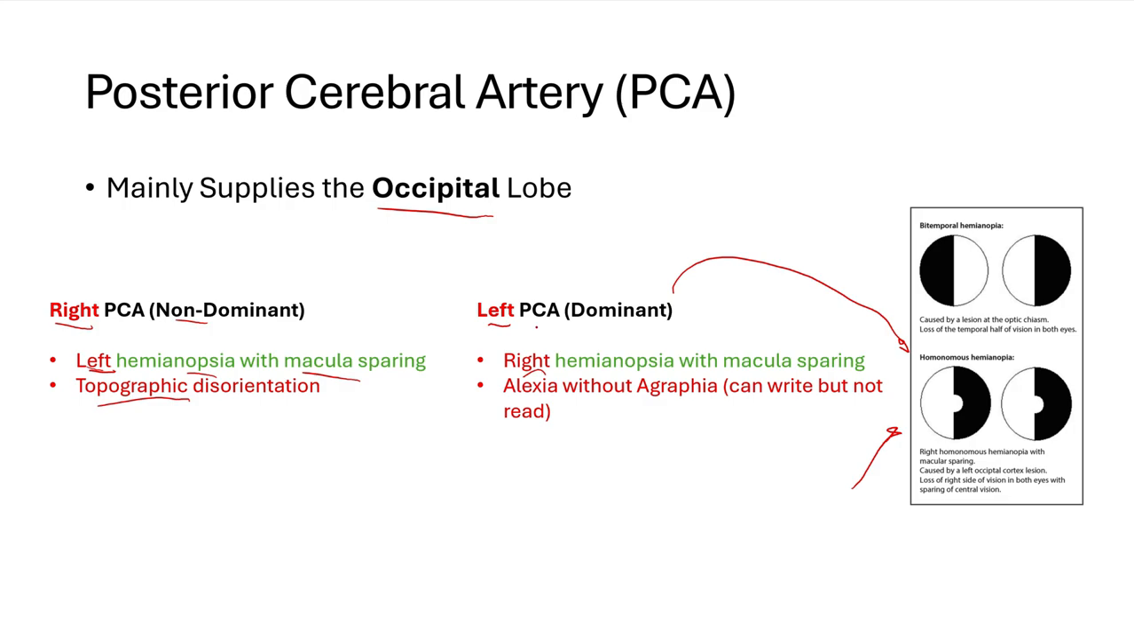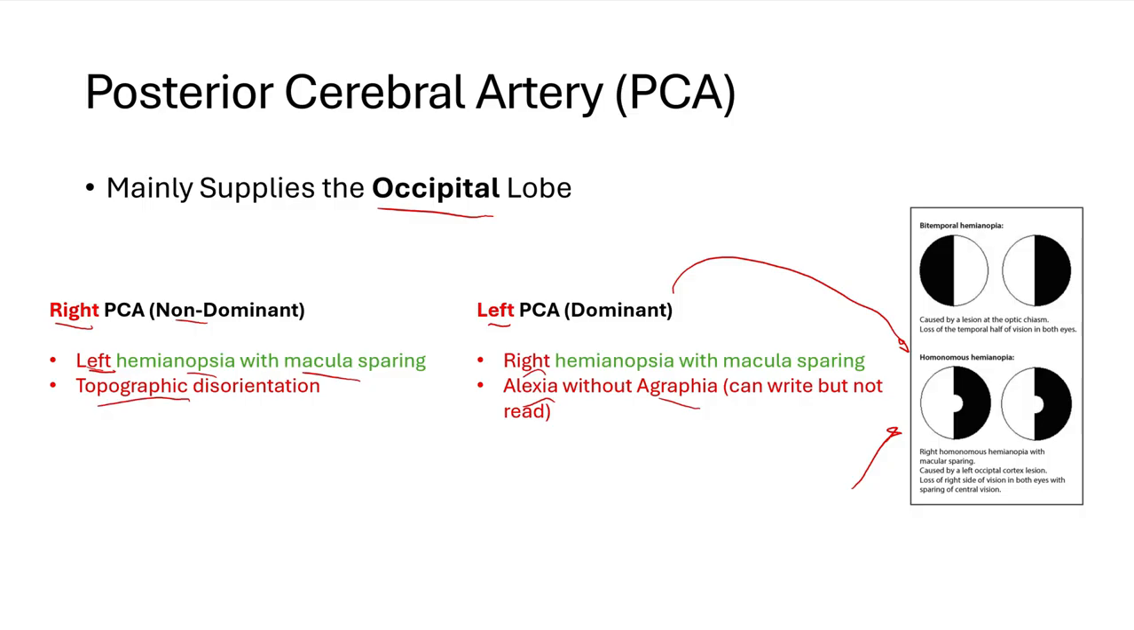In the dominant side, or the left PCA, you have something known as alexia with agraphia. Alexia with agraphia is the inability to read while the ability to write remains intact. This is also known as pure alexia or pure word blindness. Now, the lesion must be in the dominant occipital lobe, and the reason this occurs is because writing involves passing info from Broca's to the motor cortex. So that motor function is still intact, but reading involves passing info from the occipital lobe, which in this case is damaged, to the Wernicke's area. Thus, reading is not intact, but writing is.